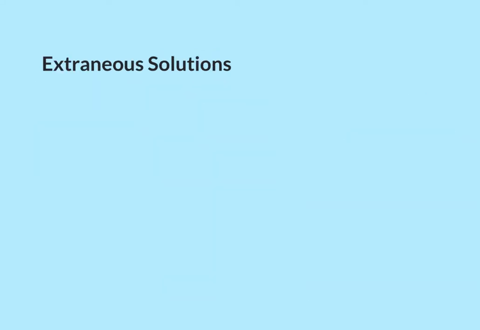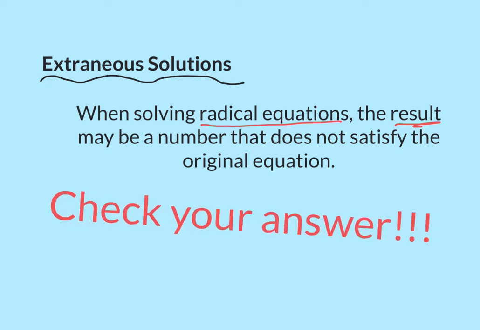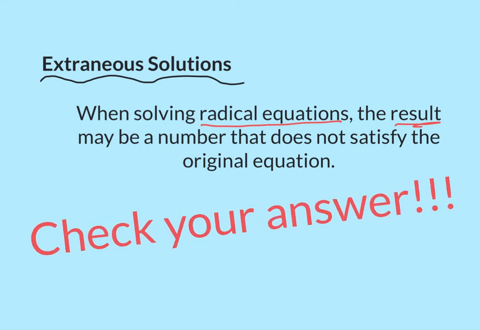Now, when solving radicals, you sometimes have what's called an extraneous solution. So you might want to pause the video and write this down quick. An extraneous solution is when solving radical equations, the result, so the answer, may be a number that does not actually satisfy the original equation. So maybe you go through and you follow all the steps correctly, but when you check your answer, it might not actually work. So it's super important when you're solving radicals to always check your answer.